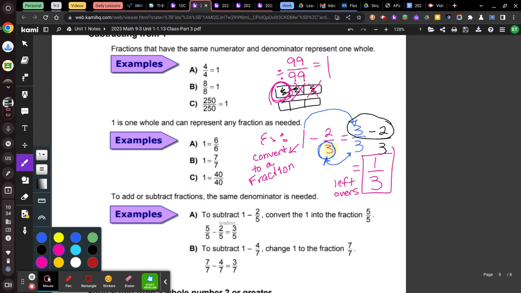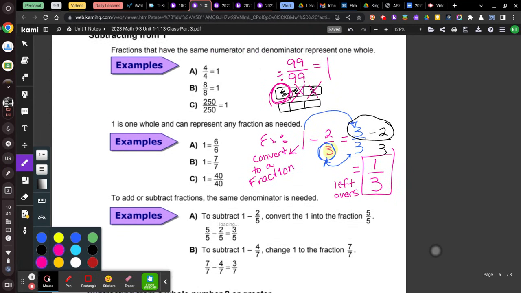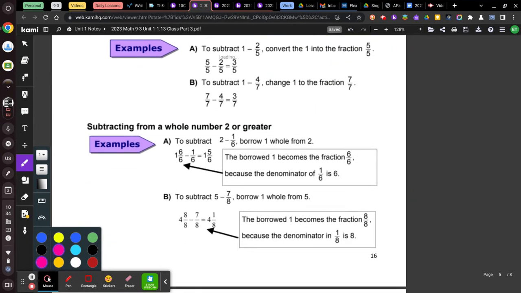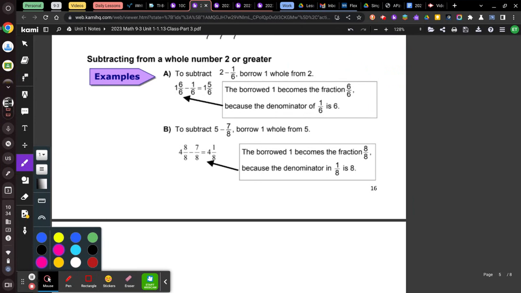Could you have just subtracted the 1 from the 2? Well, what's 1 subtract 2? That's -1. So it doesn't work that way. That's why we have to convert the big number to a fraction. It has to have that same bottom number so we can subtract the tops. Okay? So let's take a look at this next question.